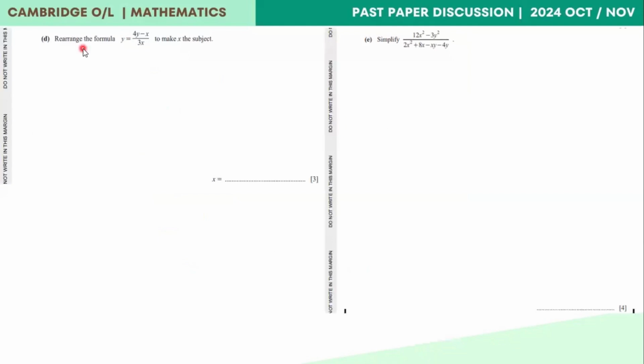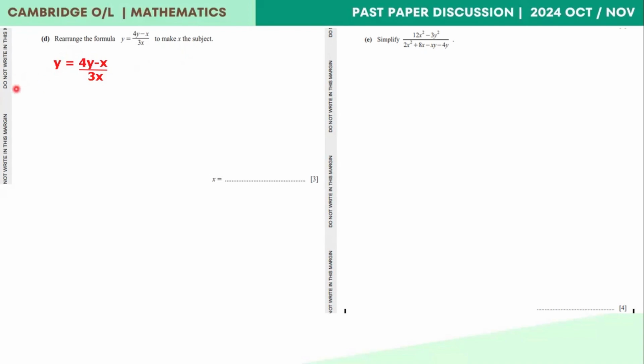So D question, rearrange the formula y equal 4y minus x over 3x to make x the subject. So now in this equation, you have to make x the subject. We will write the equation again. Y equal 4y minus x over 3x. So we can solve this now. We have to make x the subject, meaning x should be on one side alone. Like now you can see y is alone on one side.